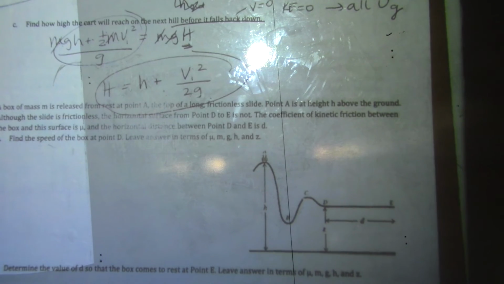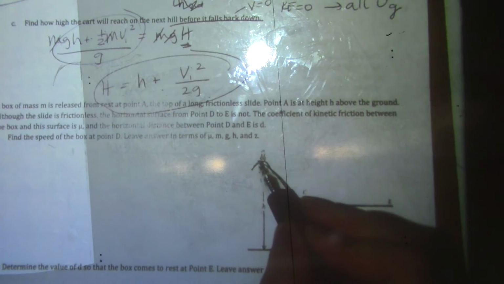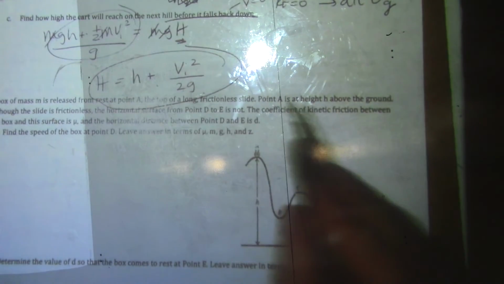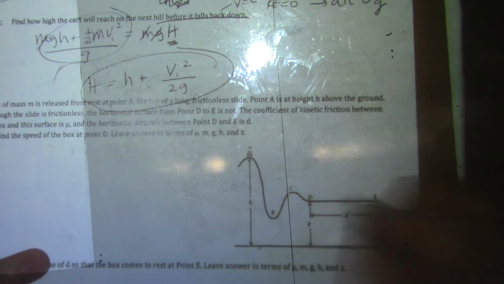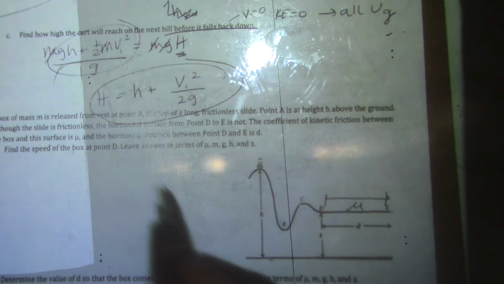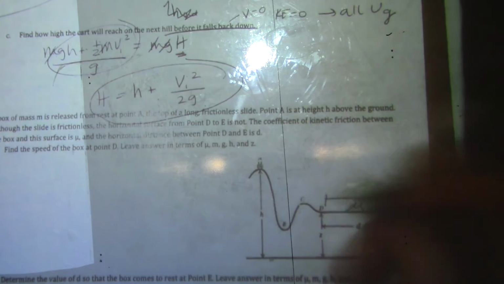A box of mass M is released from rest at point A, along a frictionless track. This is the height H. From D to E, you do have friction, just in here though. And we're trying to find the speed at point D.